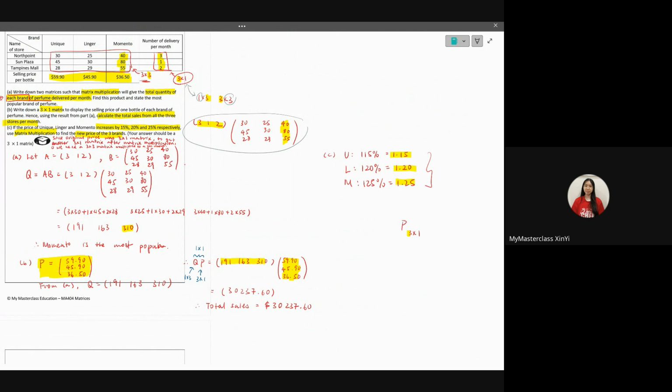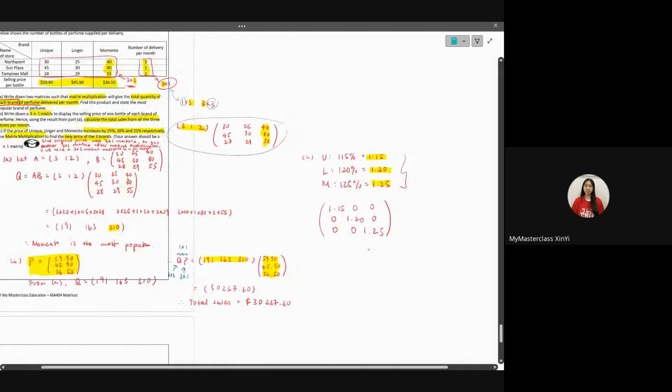Recall right from the very start, we've talked about this thing called the diagonal matrix. So this is a tip over here. Whenever you just want to do multiplication like this, instead of writing it straight as a row or a column matrix, you are going to write it in a diagonal matrix. A square matrix where the diagonals have elements that are not 0 and the rest of the elements are 0. So let's write it down: 1.15, 1.20, 1.25, and the other entries are all 0. So this is your diagonal matrix, a 3x3 matrix.